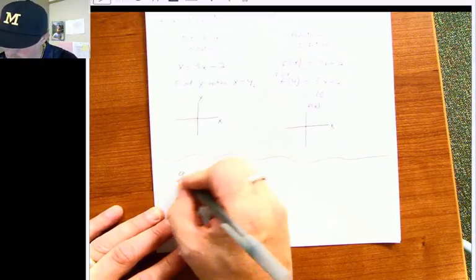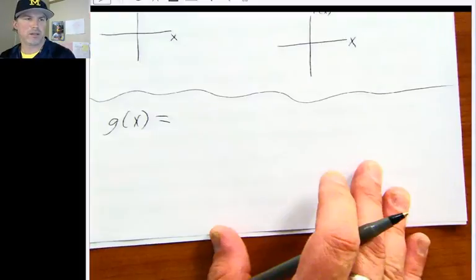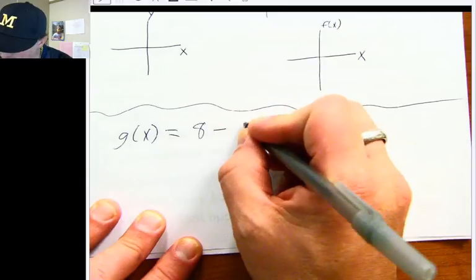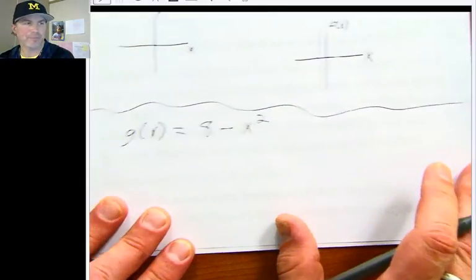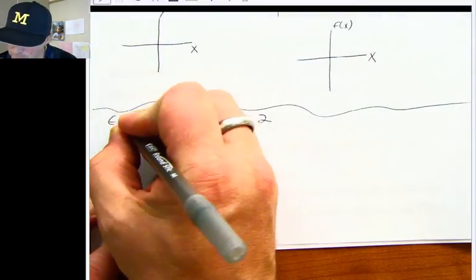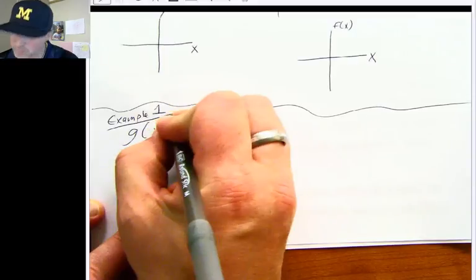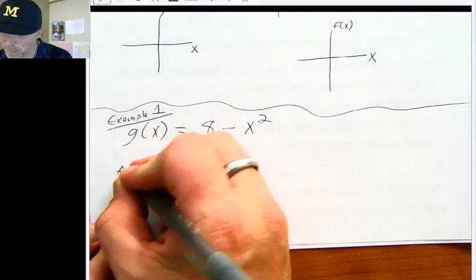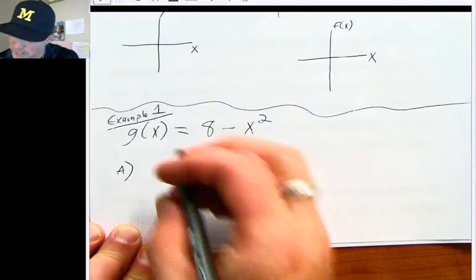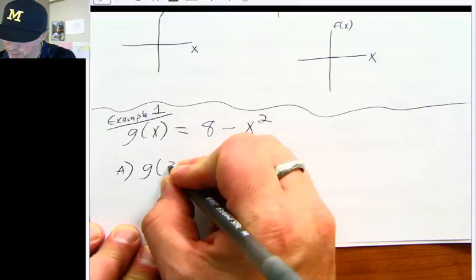Suppose g of x equals 8 minus x squared. Let's call this example 1. Part A asks me to write g of 3.